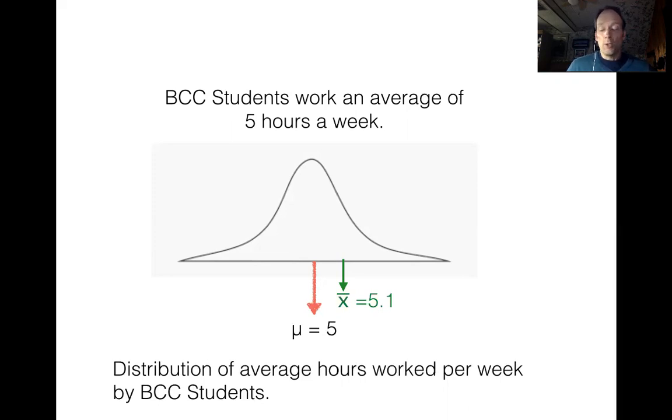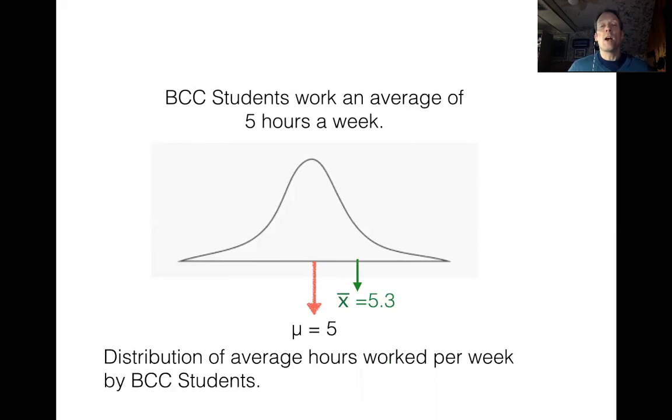Now we do another sample. And this time, our sample average is 5.3 hours. Again, 5.3 is higher than 5, but not by a drastic amount. So we still believe that our difference is simply due to sampling error.